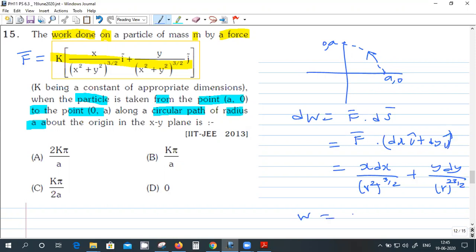So work done equals 1 by r cube into x square by 2 plus y square by 2, from these 2 points, from 1 to 2. This is 0.1, this is 0.2. Again, x square plus y square is r square. So it is 1 by r into half. So this is equal to 1 by 2a. Of course, there is a constant k here. So it is k by 2a.